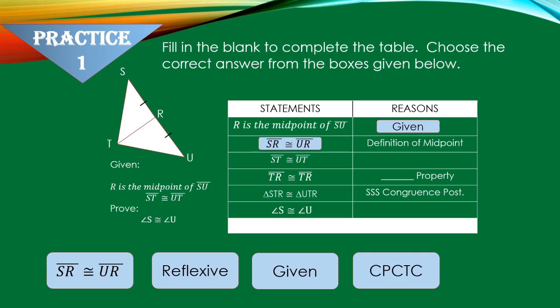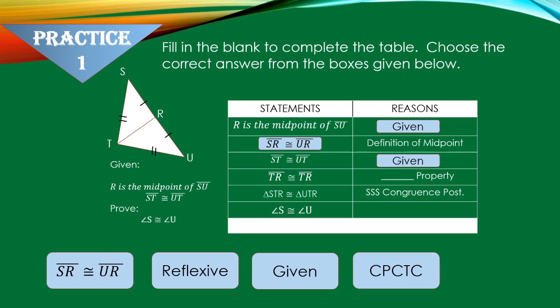And the answer is segment SR congruent to segment UR. Statement number 3. Segment ST is congruent to segment UT. What do you think is the answer? Since it is written in the given, so the reason is given.